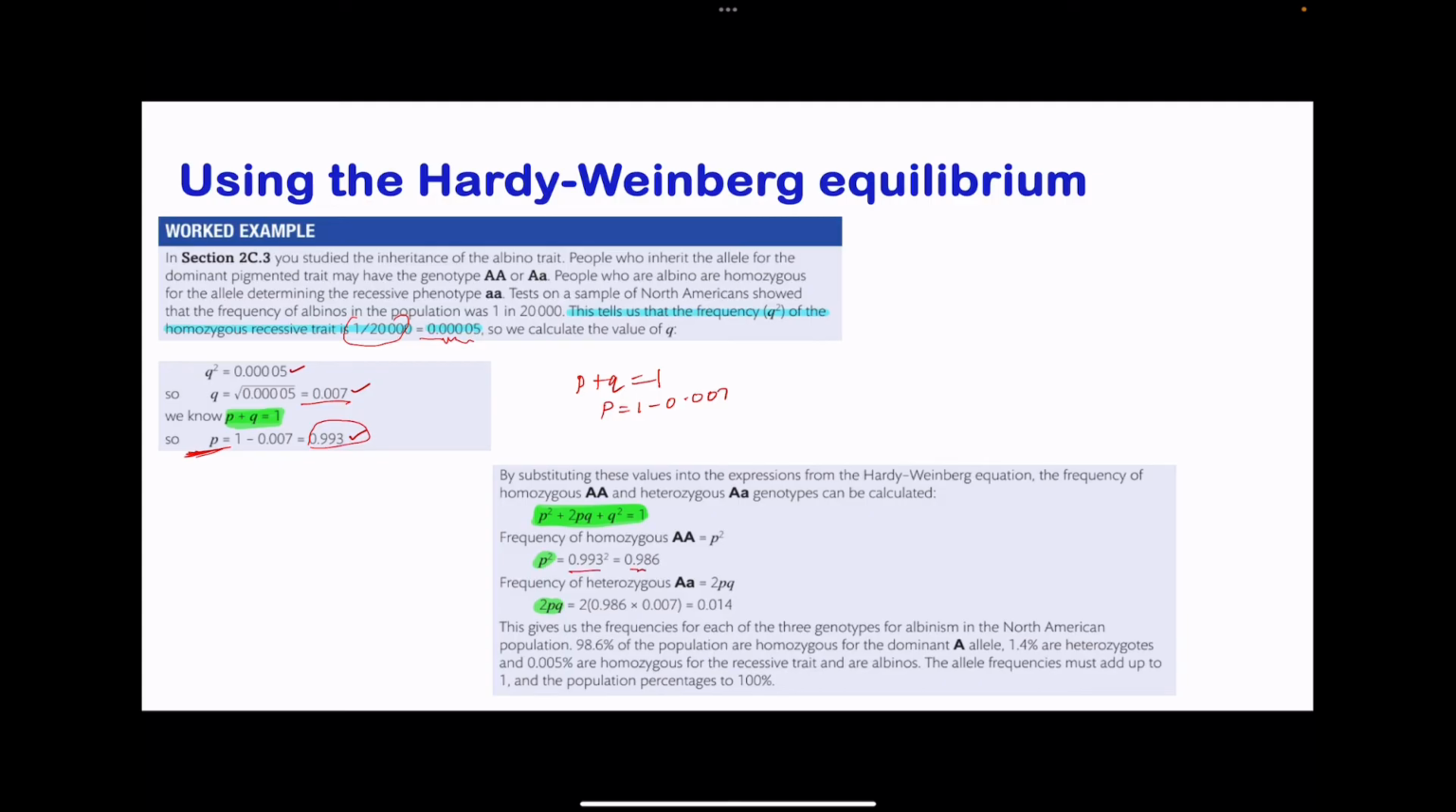So I can find the frequency of the heterozygous, which is going to be 2PQ, and this is going to equal 2 times P times Q, which is 0.986 times 0.007, giving me 0.014, and that is going to be the frequency for the heterozygous. So if you look at the entire population, 98.6% of the population is going to be homozygous dominant for that specific feature, and 1.4% is going to be heterozygous, while 0.005% are going to be homozygous recessive for the trait of albinism.